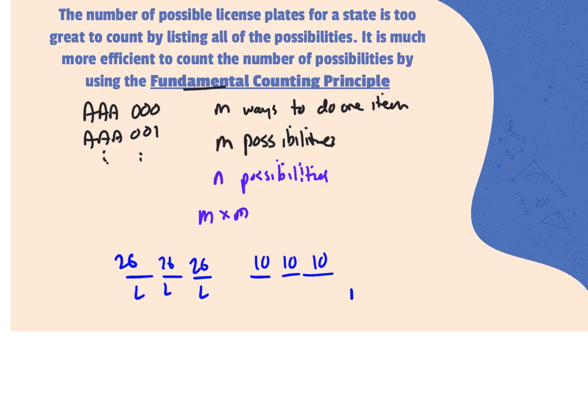So it's going to be 17,576,000 possibilities of license plates. And that doesn't even include vanity plates.